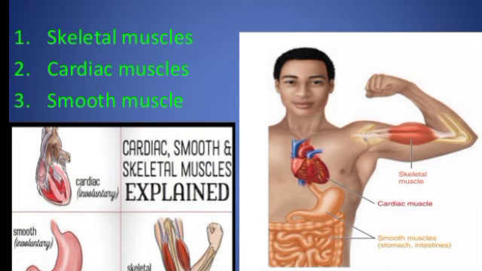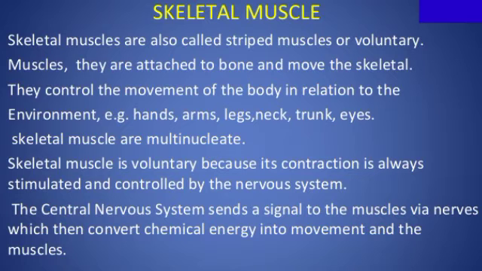Muscles are classified into the following types on the basis of their structure: skeletal muscles, cardiac muscles, smooth muscles. Skeletal muscles are also known as voluntary muscles. Smooth muscles are known as involuntary muscles. The first type is voluntary or skeletal muscles. These muscles are also called striped muscles or voluntary muscles.